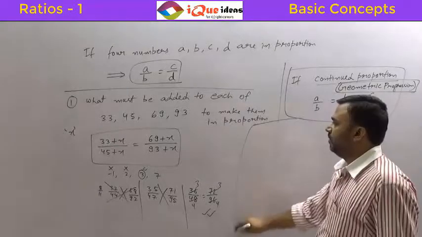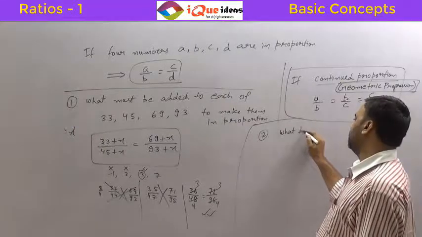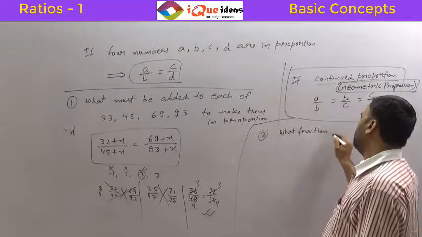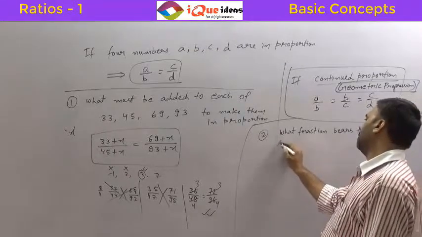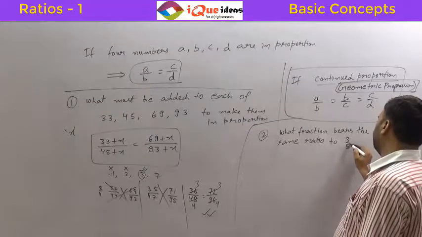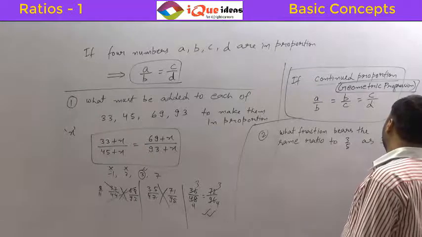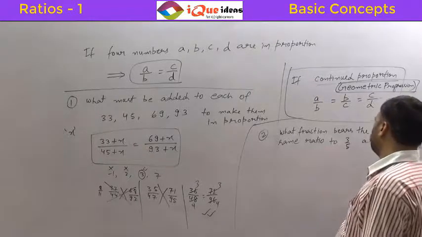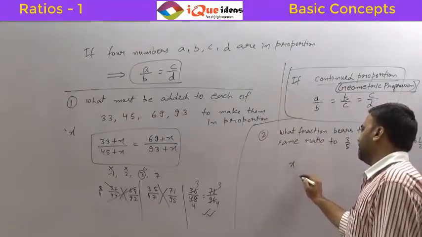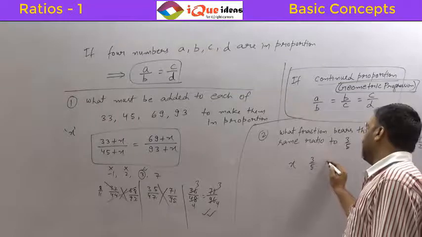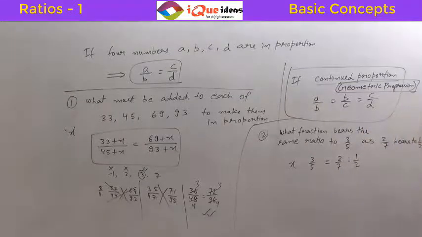Alright. So question. What fraction bears the same ratio to 3 by 5 as 2 by 7 bears with 1 by 2. So what fraction bears the same ratio to 3 by 5? So suppose that fraction is x, then x is to 3 by 5 is equal to 2 by 7 is to 1 by 2. This is what the question says.